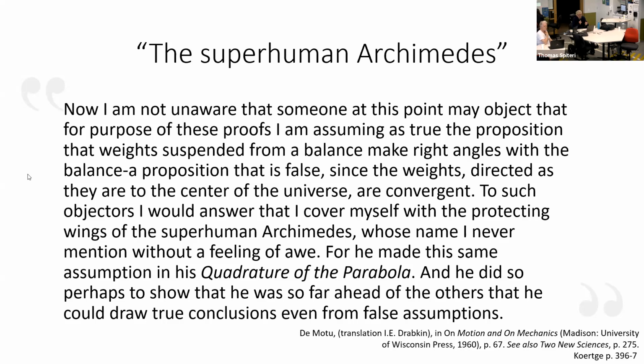And he had various ways of answering this. This is an early answer. He just said he's following an example of Archimedes, who made the same kind of assumptions. And there's not a very good answer at the end here. He said, and he did so perhaps to show that he was so far ahead of the others, that he could draw true conclusions even from false assumptions. So this is an early work, De Motu, which wasn't published. But later on, he goes on to make quantitative estimates and arguments that it would make very little difference.